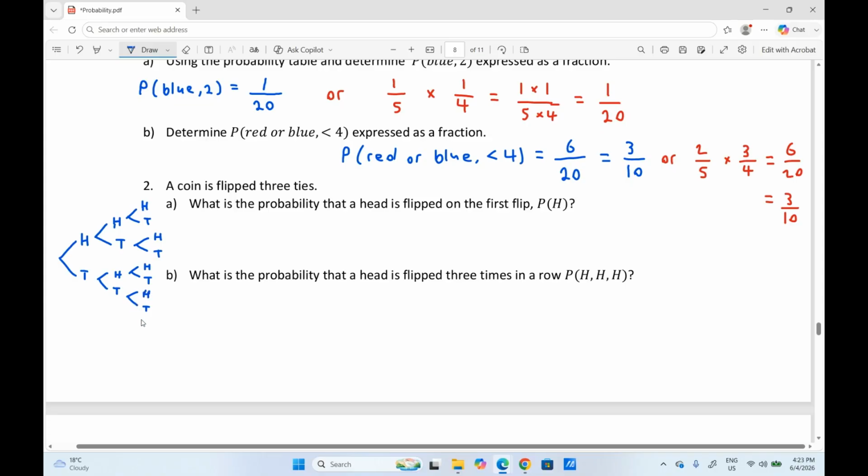So now they're asking me what's the probability that the head is flipped on the first flip. So just what's the probability of flipping heads the first time? Well, since the first time is either heads or tails, the probability would just be 1/2 or 50%. Great. Now for B, it asks, what is the probability that a head is flipped 3 times in a row? Well, if you think about it, since I'm at 50% here for my first flip, I can either get heads or tails. If I pick heads, that's a 50% chance.